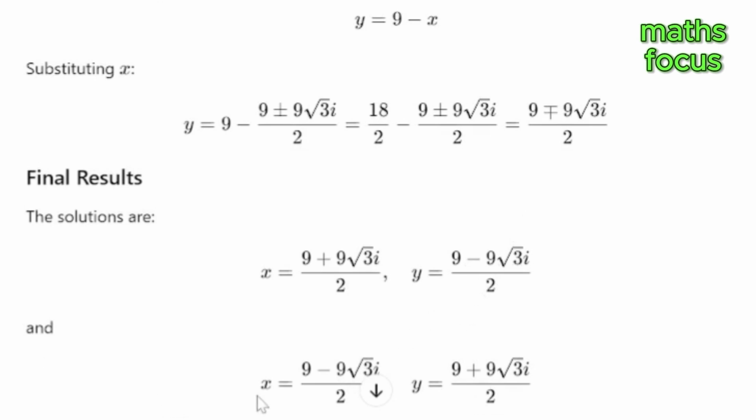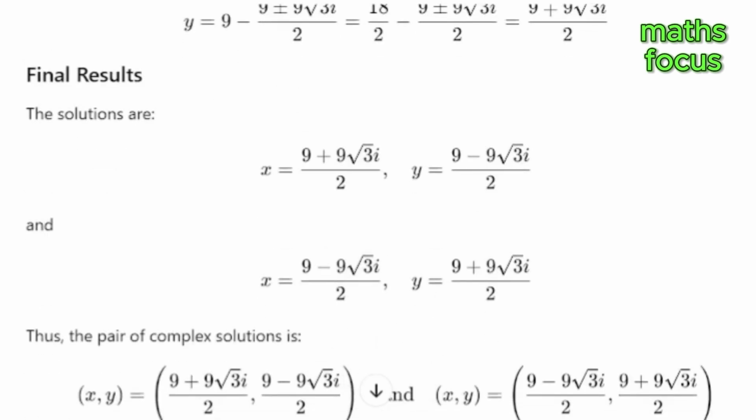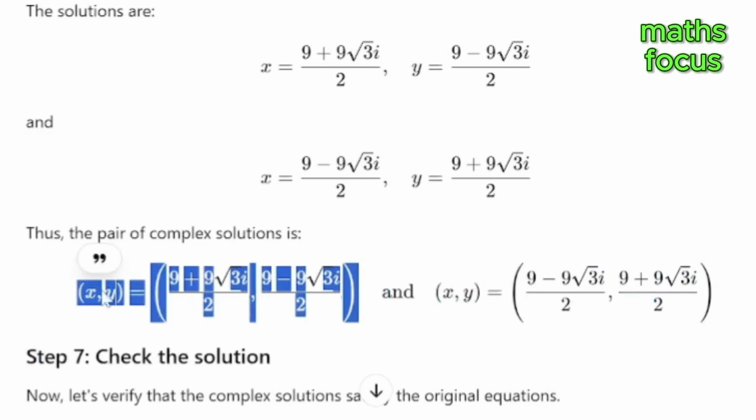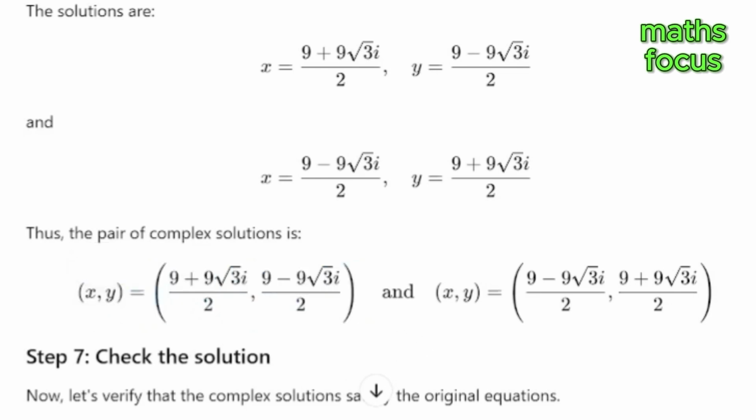Also, we have x2, which is (9 minus 9 root 3i) divided by 2, and then y2 is equal to (9 plus 9 root 3i) divided by 2. Thus, the pair of complex solutions is, that is, x1 comma y1 is equal to (9 plus 9 root 3i) divided by 2, comma (9 minus 9 root 3i) divided by 2. We can see that this is the value of x1 comma y1. And then the second one, x2 comma y2 is equal to (9 minus 9 root 3i) divided by 2, comma (9 plus 9 root 3i) divided by 2.